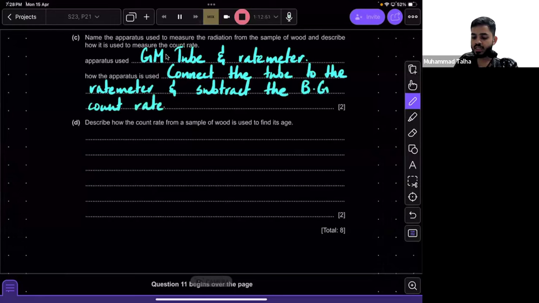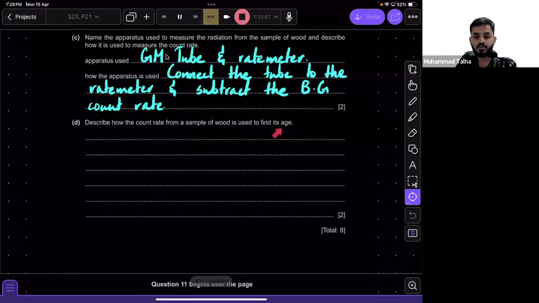Part D, describe how the count rate from a sample of wood is used to find its age. So how do we use carbon dating to find the age? So how you do this is that you measure the count rate from fresh wood, and then you compare with the wood that you are trying to determine the age of.